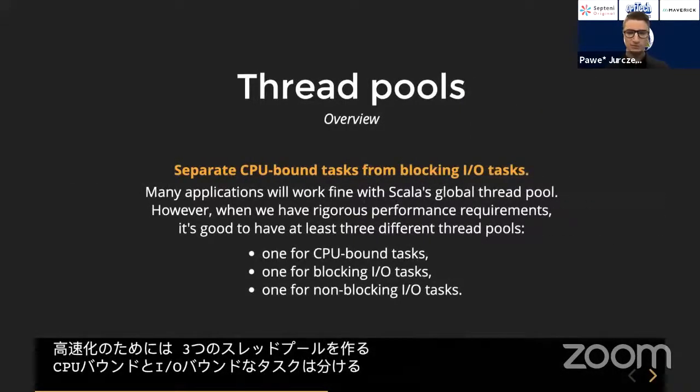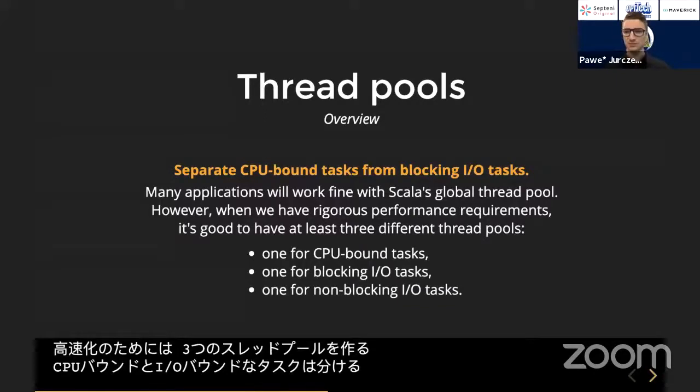Okay, so first of all, I would like to say that many applications out there, including some of my applications, are using Scala's global thread pool as a single thread pool for the whole application. And those applications are doing completely fine, and those companies are doing completely fine. And why is that? What is the reason?